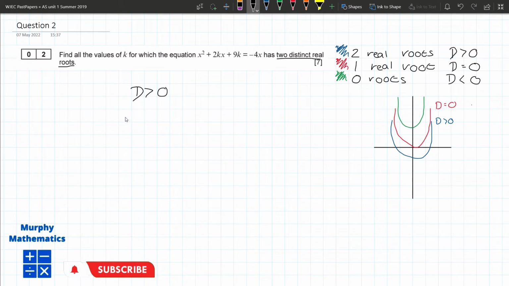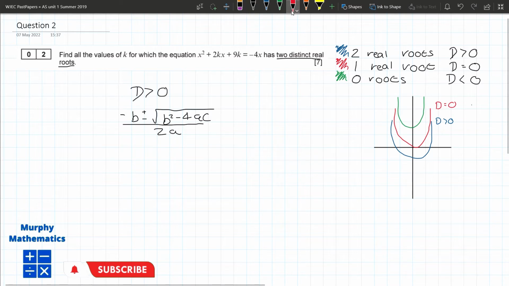What we need to know now is what the discriminant is. If you don't know, the discriminant comes from the quadratic formula, minus b plus or minus the root of b squared minus 4ac, all over 2a. The discriminant is the part inside this root. This is the important part for us, so our discriminant equals b squared minus 4ac.